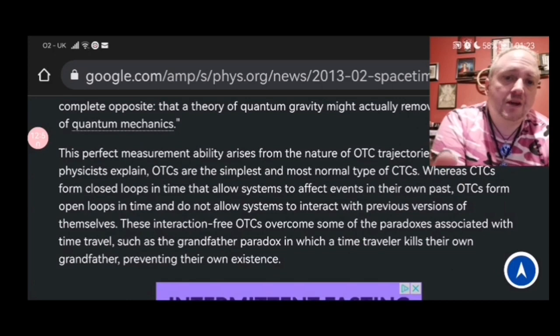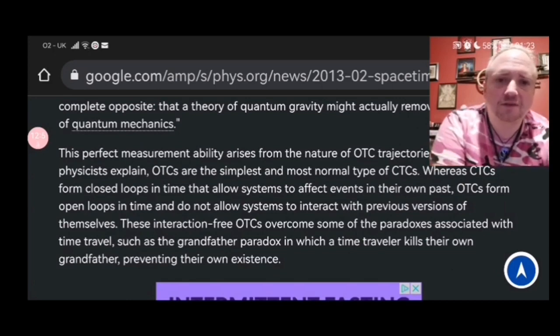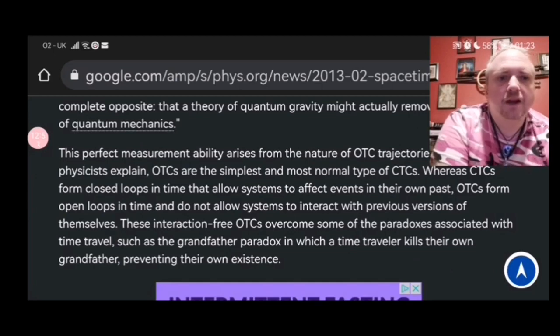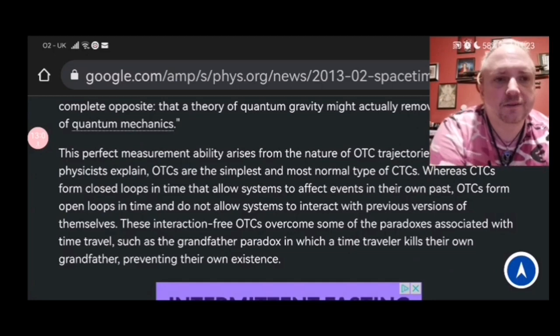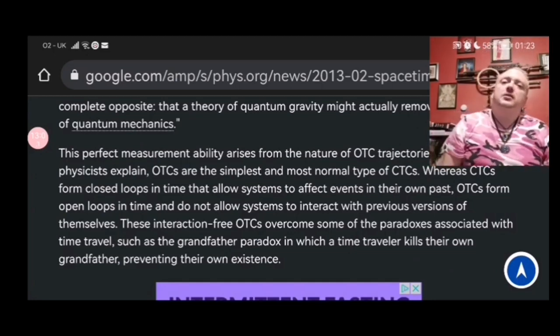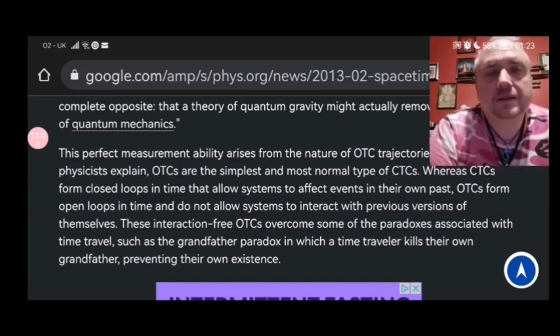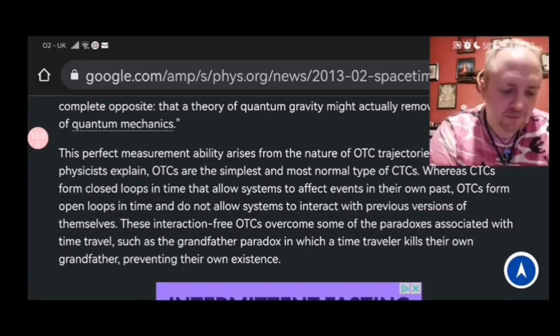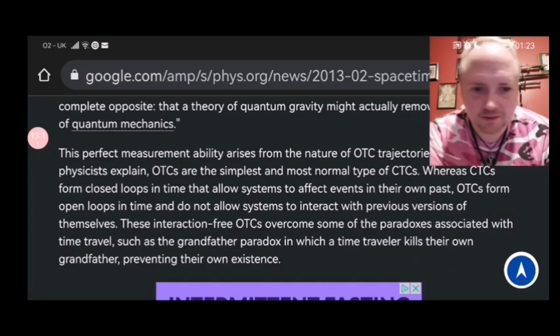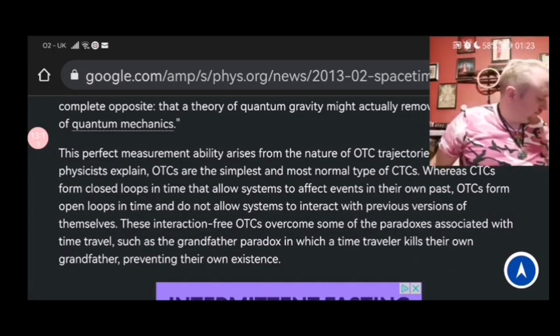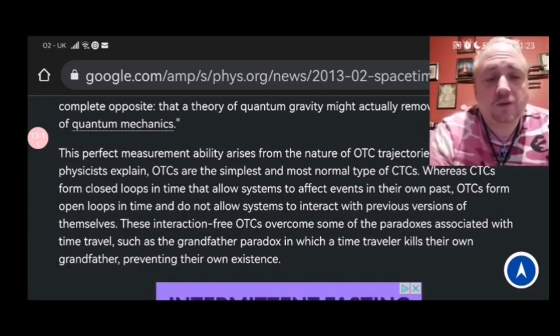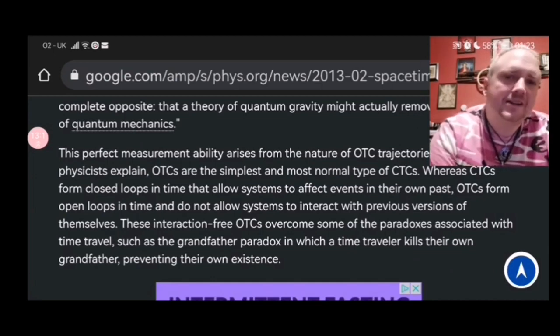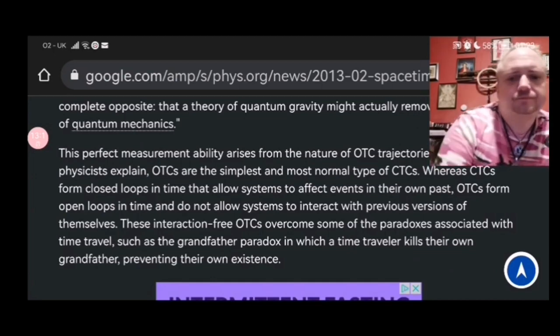These interaction-free OTCs overcome some of the paradoxes associated with time travel, such as the grandfather paradox, in which a time traveller kills their own grandfather, preventing their own existence. Again, it's like I said, if you go back in time to try and save Abraham Lincoln, you're saving someone else's Abraham Lincoln, not yours. So if you came back to the future and went, oh, did I do it? You know, and check the history books, he'll still be dead.